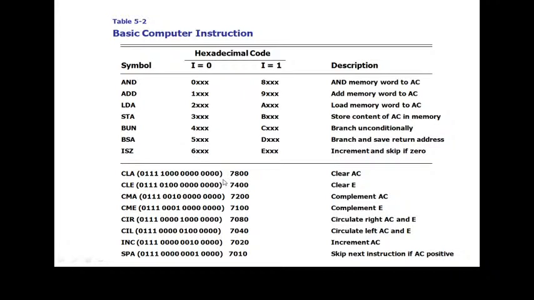Each of these combinations will represent one of the instructions. For an example, 1000 0000 0000 preceded by 0111 will represent CLA. For this, the hexadecimal combination will be 7800. 0111 is equal to 7, 1000 is equal to 8, 0000 is equal to 0, and 0000 is equal to 0. Now, CLE is 0111, 0100, 0000, 0000, which is equal to 7400.